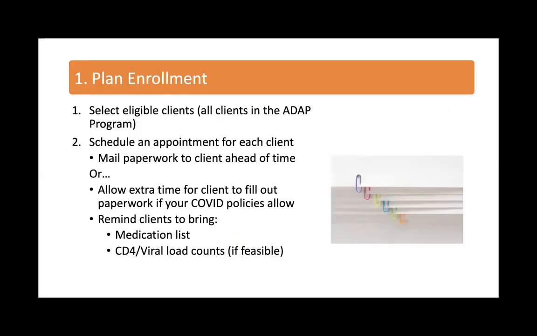So going a little deeper into the first step here, planning enrollment. You're going to want to identify and discuss with any potential clients if they would like to be enrolled in this program. Then depending on your COVID policies, there's going to be some paperwork that needs to be filled out. Some people might choose to mail this out to do it in advance, or if your COVID policies and building policies allow, you just might want to schedule a little extra time for your client to come out and fill the paperwork in person before they proceed with the enrollment process, which is step 2.